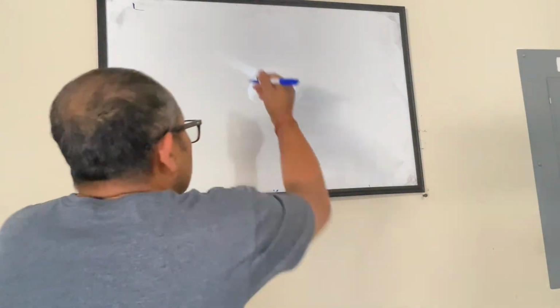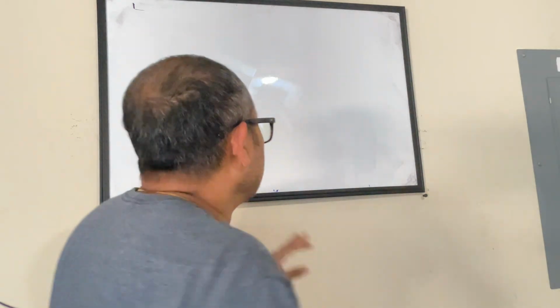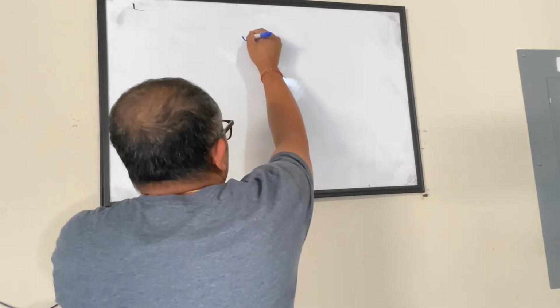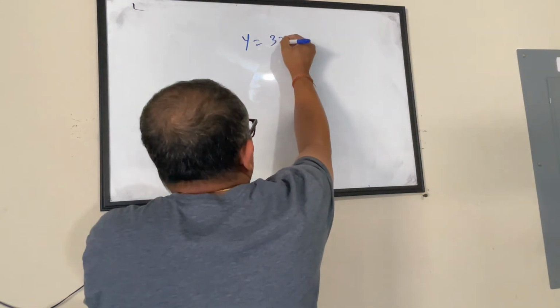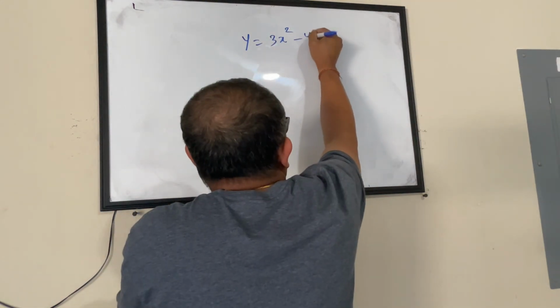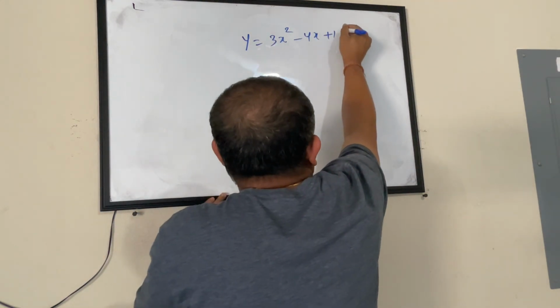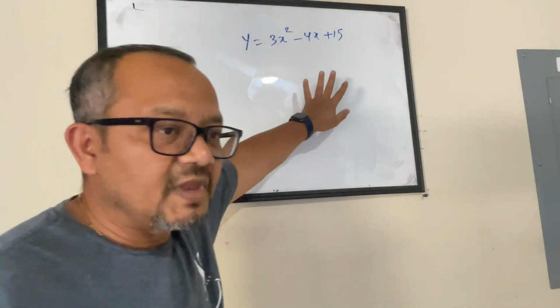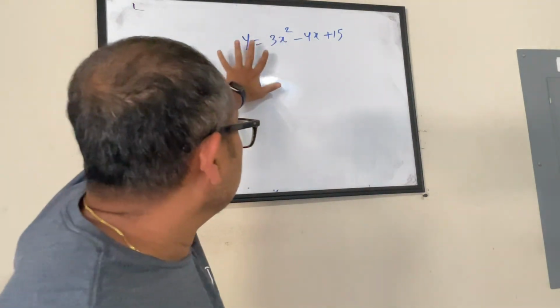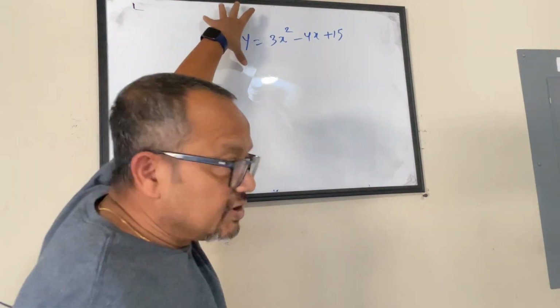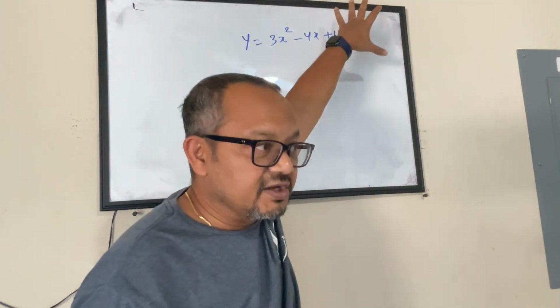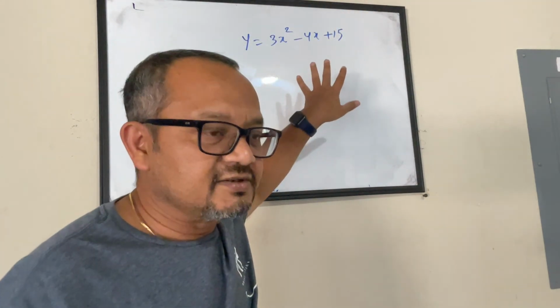That will hold true not only for a linear equation, but for a quadratic equation, any polynomial equation that you deal with. Now let's look at a quadratic equation: y equals 3x squared minus 4x plus 15. What do you see here? This is a quadratic equation. This is a relationship between x and y, and this is a deal that we have signed.